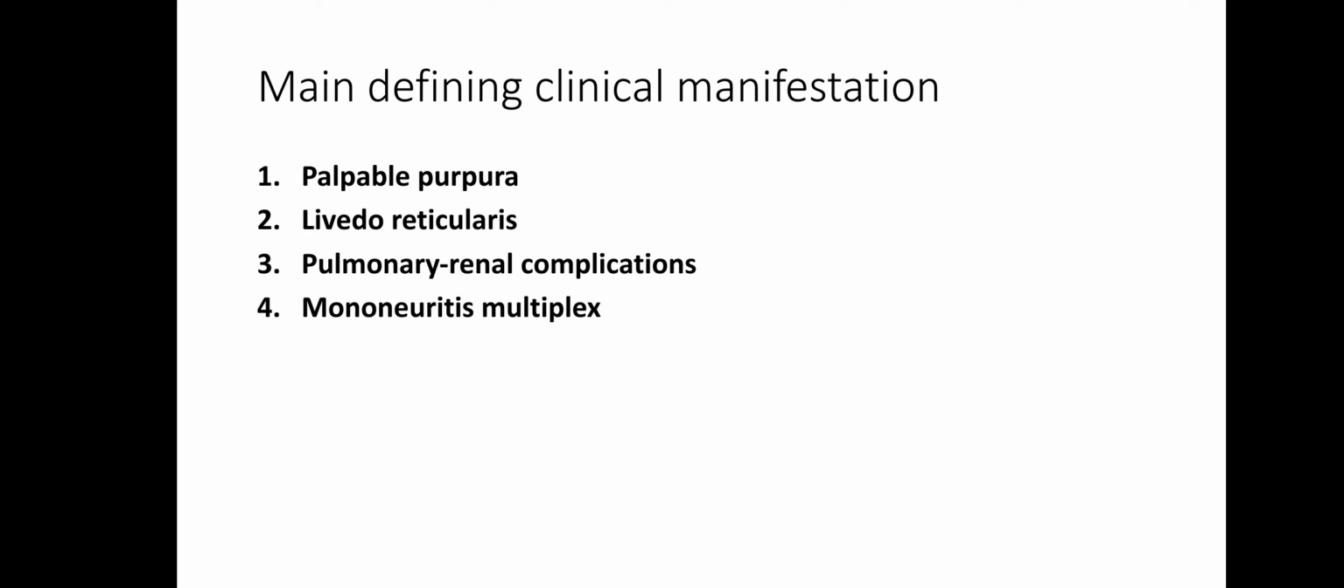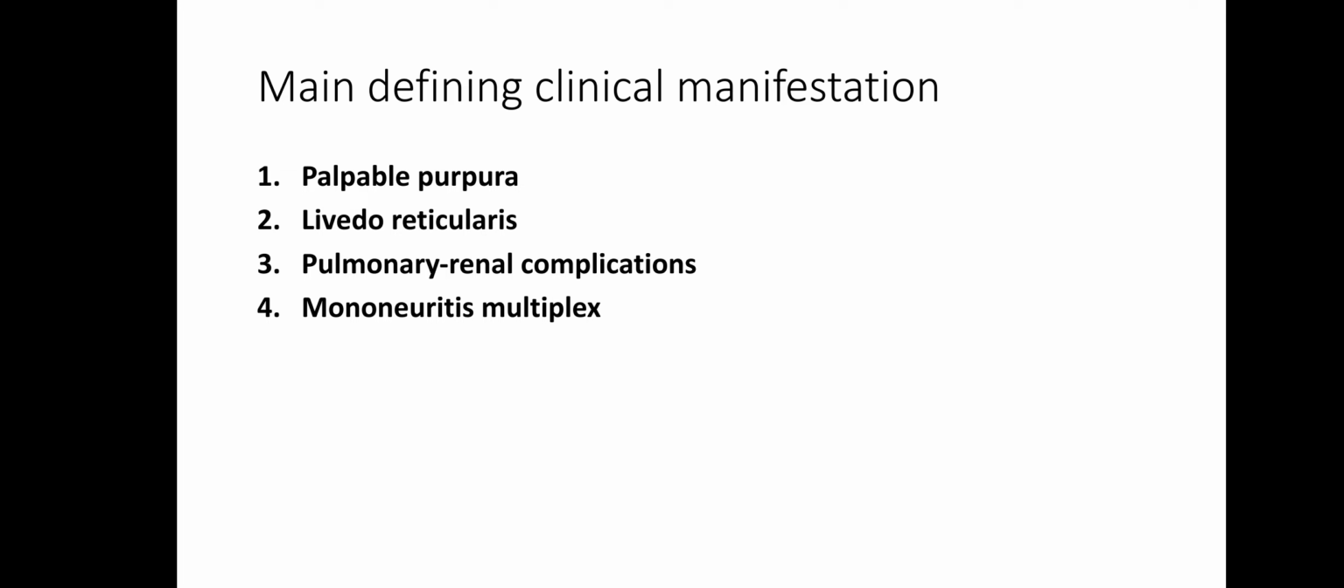CNS, again, the same, stroke and mental state changes. And kidneys, now because a larger vessel is affected, you can have hypertension. Usually if the renal artery is affected, you'll have hypertension. So these are the main defining clinical manifestations. Whenever you see these in a patient, you should think of vasculitis first and then try to rule it out.